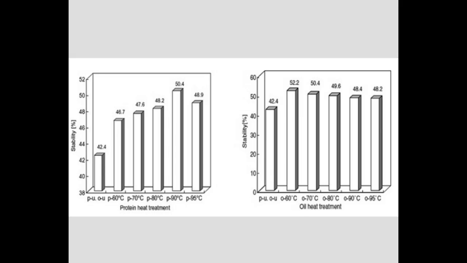And oddly enough, the oil heat treatment looks like it actually wasn't as effective as the protein heat treatment if you just look at bar height. If you were just looking at bar height, you'd say, oh, I want to do that protein heat treatment at 90C. That looks like it's the best one, even though it's not. The oil treatment at 60C is the best one. So the lesson here is that you can make your data look like whatever you want by playing with the scale, even though that may not be the reality.